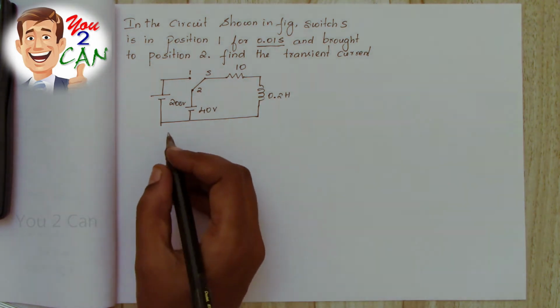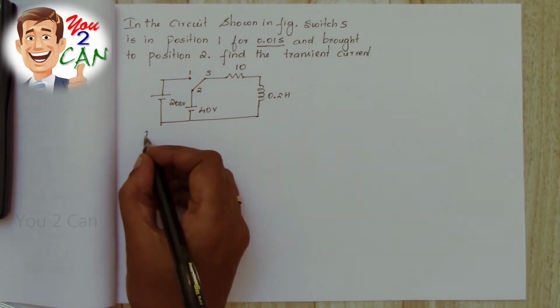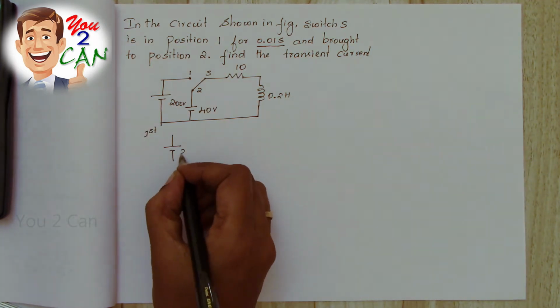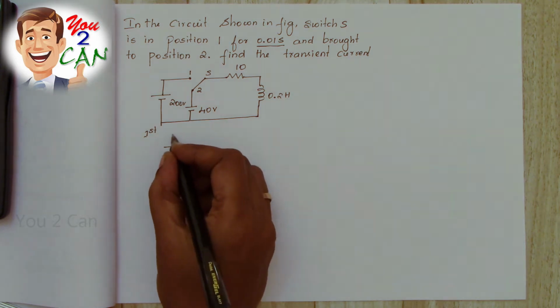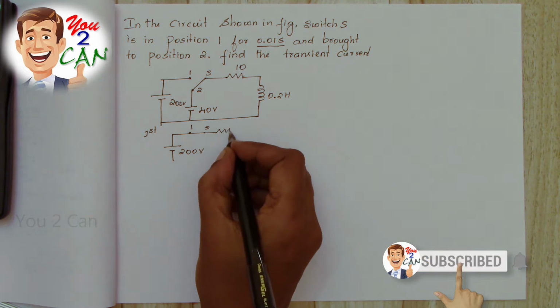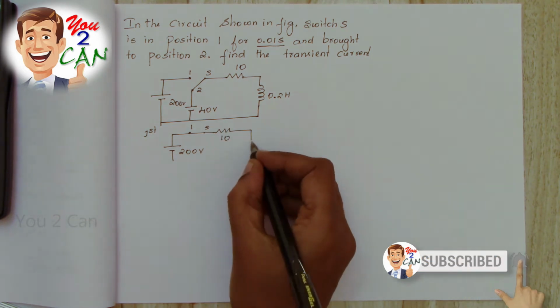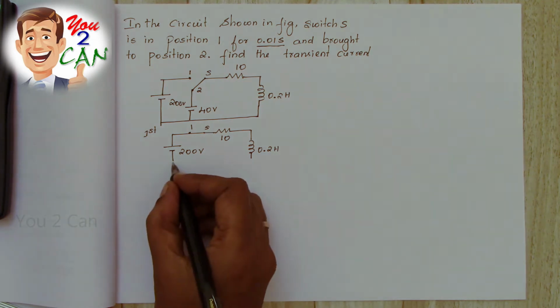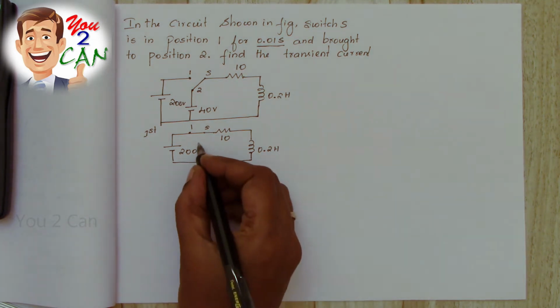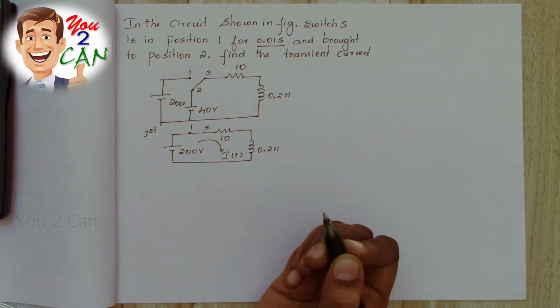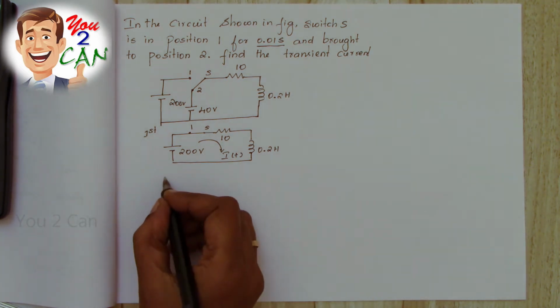At the first position, the circuit will be like this: 200 volt, 10 ohm, 0.2 Henry. Now a transient current flows through the circuit. We all know the formula.